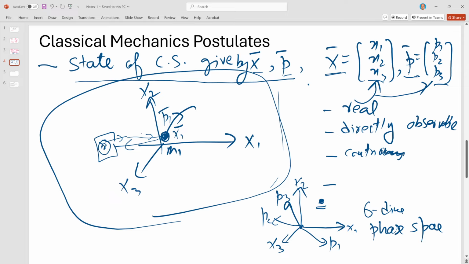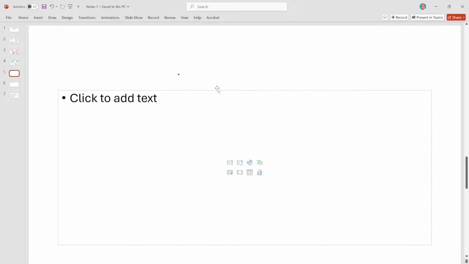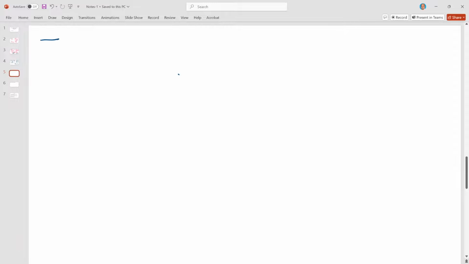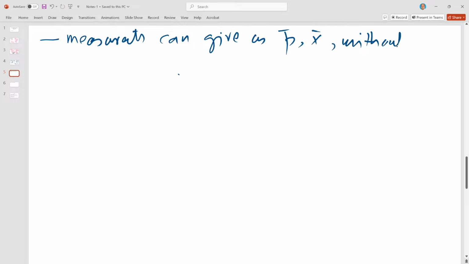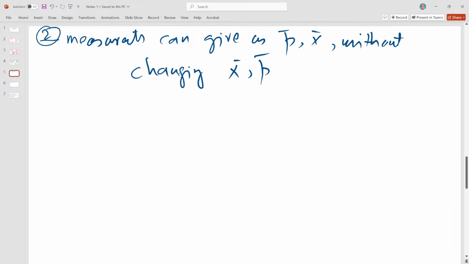And let me insert another slide. Because of this belief that we have, that measurements can give us p and x of any particle without changing x and p, this is actually like a second postulate, you can say. So this was the first postulate, that the state is given by x and p, and we can think of this as a second postulate, that measurement can give us the exact values of p and x of any particle without changing it, without disturbing the actual values.